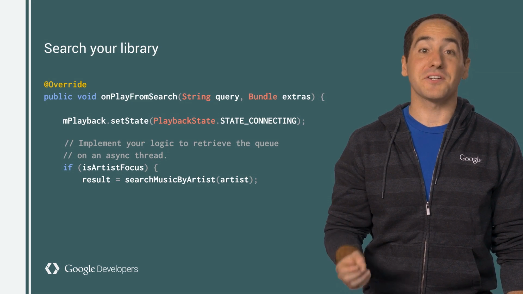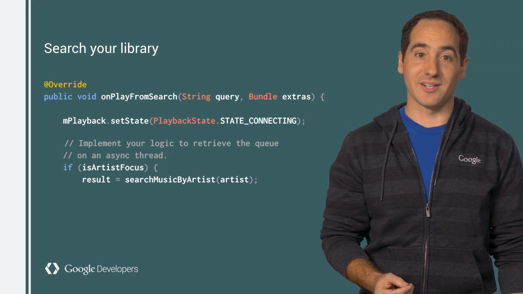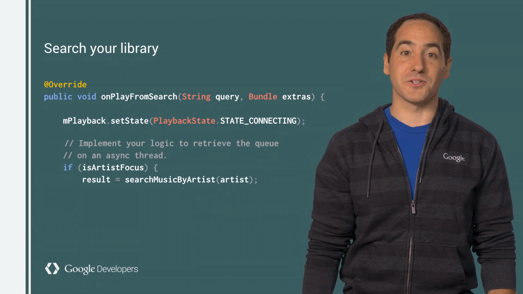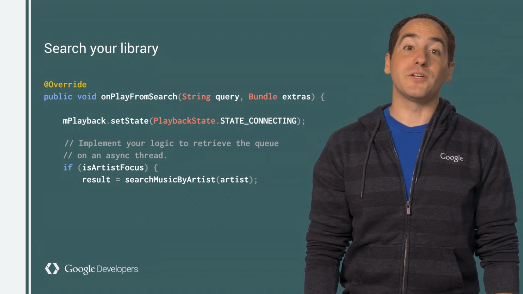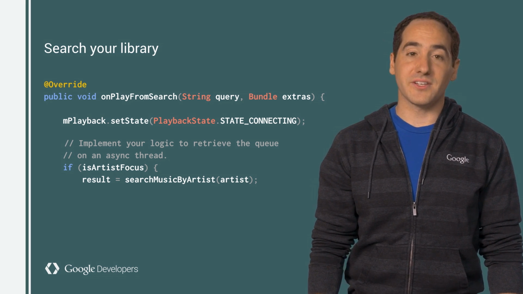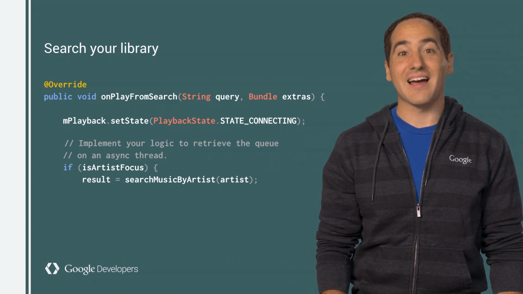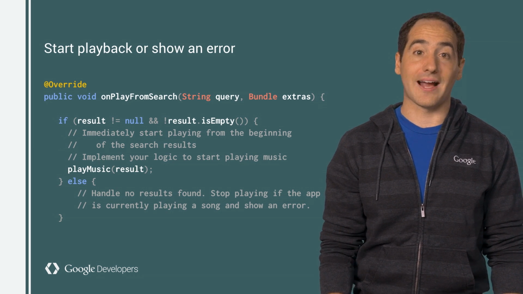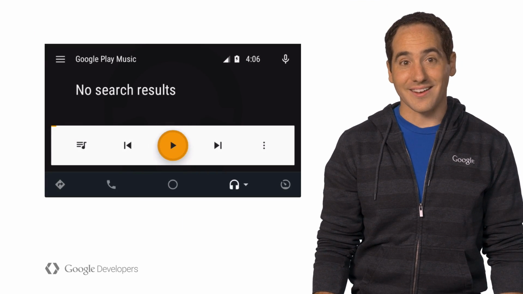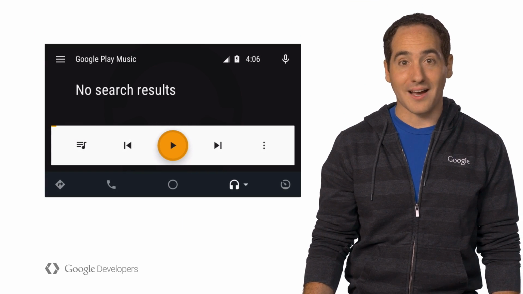Next, implement search logic to find content that matches the user's query. If your search doesn't return immediately, set the playback state to state connecting and perform your search on an async thread. Build your MediaSession's audio queue with the search results, keeping in mind there could be more than one. For example, if the user searches for an album, add all its songs to the queue so the next song starts playing automatically after the current song finishes. And when search results are ready, be sure to start playback without requiring the driver to take any other action. On the other hand, if no search results were found, stop playback and show an error.